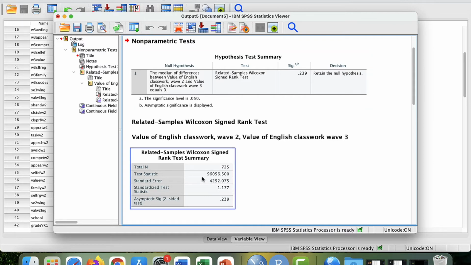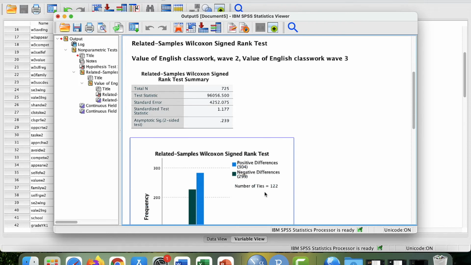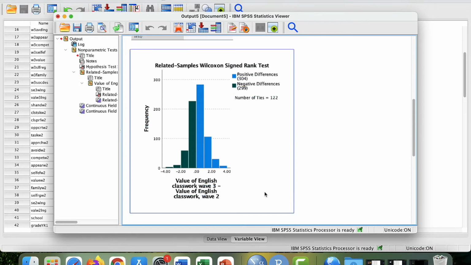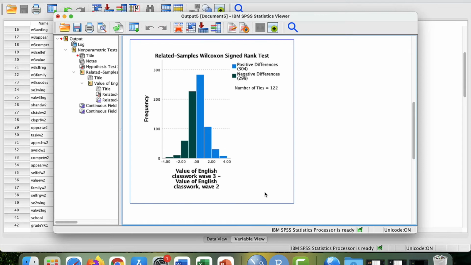Down here we can see some of the relevant statistics. Our sample size was 725. That is our observed value of our test statistic, which is quite high. And again, it's not significant. So this is a summary of the comparisons of the rankings at time 1 or time 2.